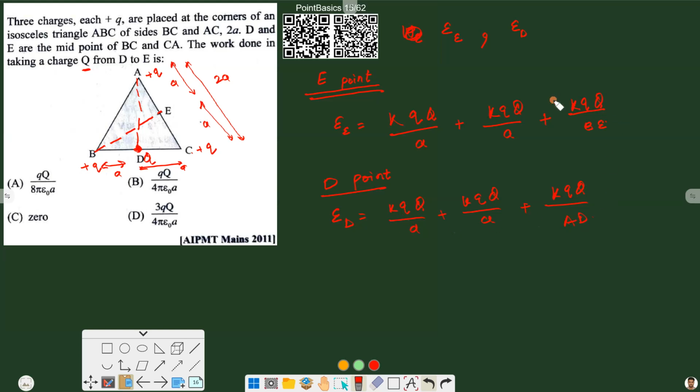All other remaining terms are equal, which means EE is equal to ED. So at both of these points, energy of a charge is equal. So if we have to find the work done, then we have to subtract them. And when we subtract them, we will get zero as they are equal. So moving a charge from point E to point D or vice versa will not require any work done in this case. So option C, 0 is the right answer.